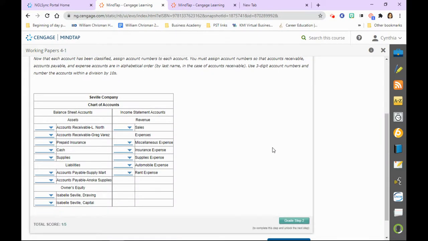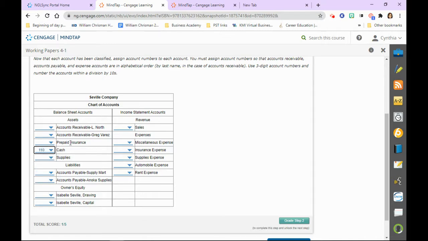This one is going to have us assign our account numbers. And so it's just looking at that chart of accounts. So when we look at our assets, if you remember, we talked about that assets go in the form of liquidity. So liquidity meaning how liquid is it, how fast can it be turned into cash. So cash is always going to be the first one at 110.